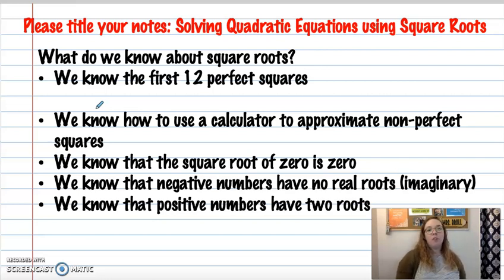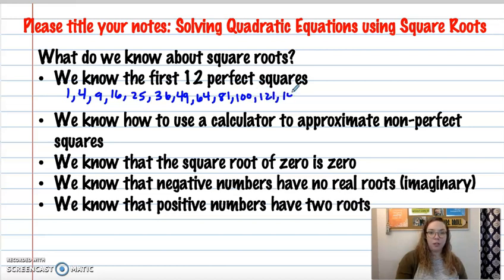But first it says, what do we know about square roots? So we know the first 12 perfect squares. So you should either have them memorized or be able to generate a list pretty quickly. But if I have 1 times 1, that's 1. 2 times 2 is 4, and so on. So you should be able to generate a list of your first 12 perfect squares pretty easily. So here they are.